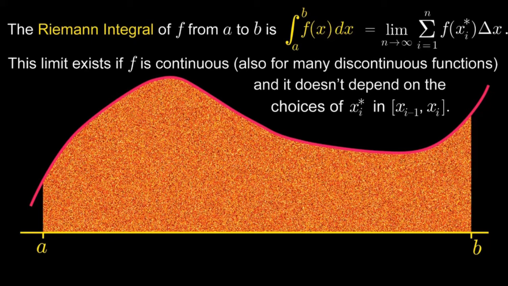Different choices of xi star can affect the accuracy of your estimates for a particular n. Different xi stars will mean you have to make n bigger to get within a certain accuracy of the true value of the integral. That can be important for practical reasons if you're trying to estimate the integral, but it cannot change the value of the limit.